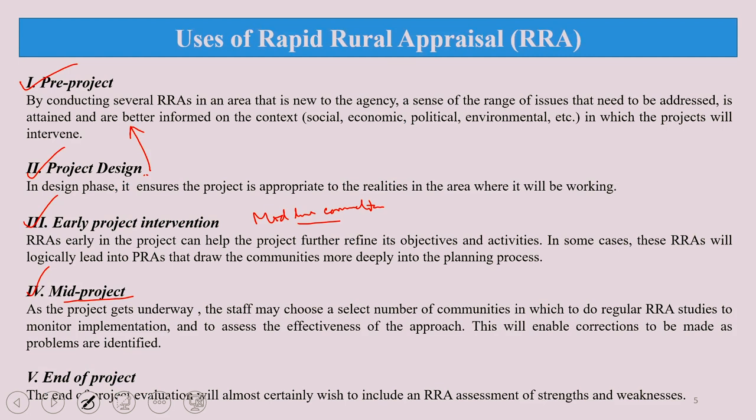As the project moves on, the staff in that project may like to choose a few members from the communities, with whom they interact almost on a daily basis. To assess the effectiveness of the approach that you have taken, you need to talk with these people and find out how they feel about whatever project work has been carried out so far. This kind of information is very, very helpful to make your project a successful one, all right? So, once you find that whatever you are doing is going on the right track, finally you reach the end of the project.